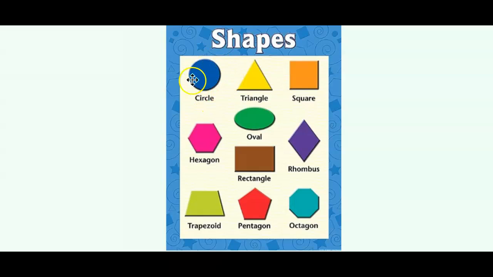Did you identify the circle as not being a quadrilateral? That's right. It only has one side, and it's curved. The oval is not a quadrilateral. The hexagon is not a quadrilateral because it has more sides than just 4. The pentagon and the octagon and triangle are not quadrilaterals because they don't have 4 sides. Great job, boys and girls.